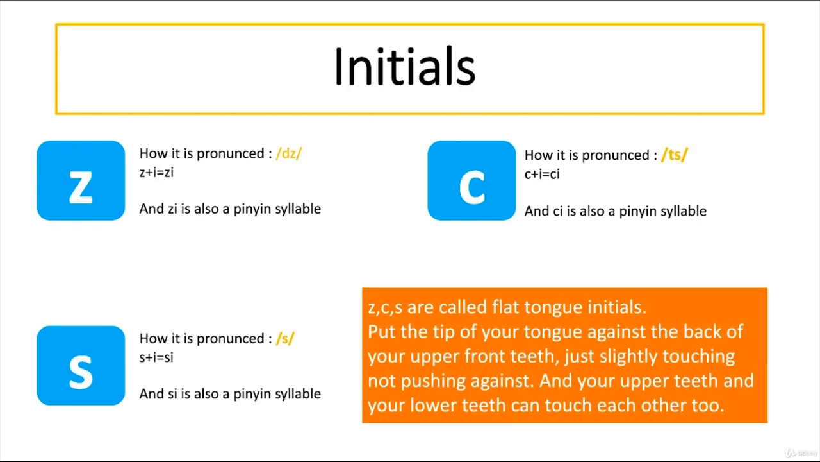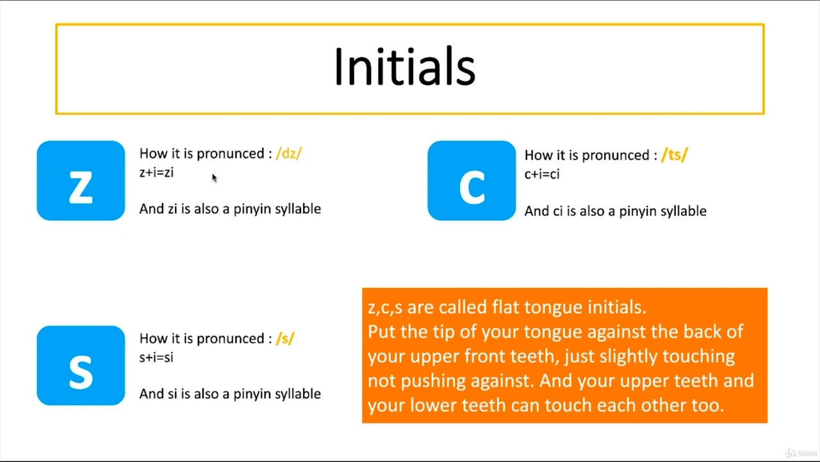Z, c, s, these are called flat tongue initials. When pronouncing them, put the tip of your tongue against the back of your upper front teeth, just slightly touching, not pushing against. And your upper front teeth and your lower teeth can touch each other too.